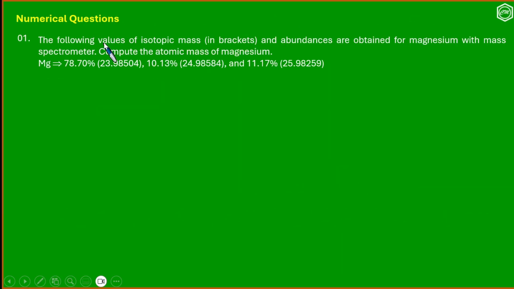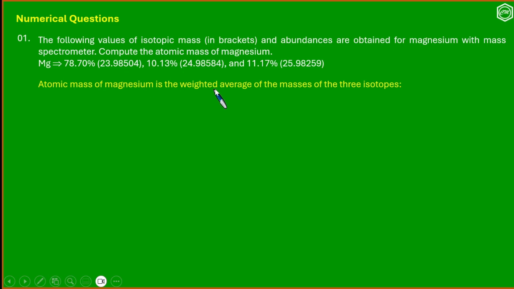Question 1. The following values of isotopic mass, that is given in brackets, and abundances are obtained for magnesium with the mass spectrometer. Compute the atomic mass of magnesium. Magnesium, percentage abundance 78.7. The corresponding atomic mass is this one. Percentage abundance 10.13. Atomic mass this one. And 11.1, atomic mass this one.